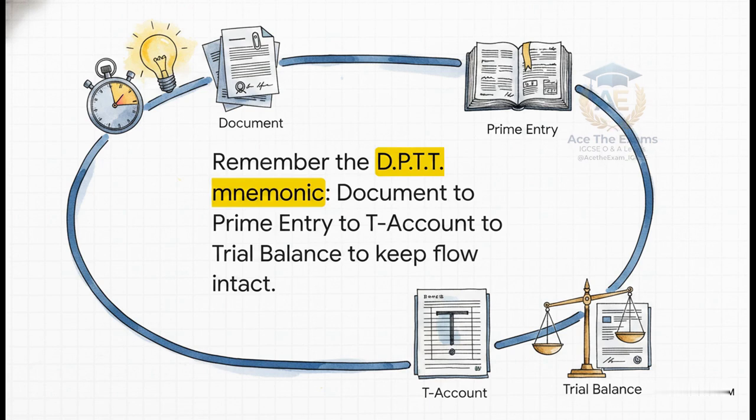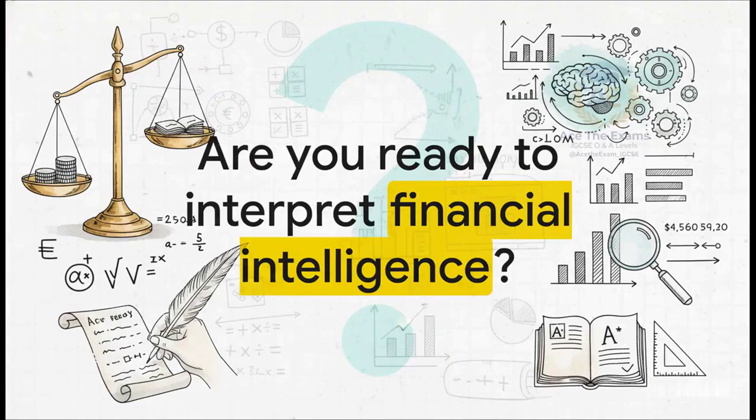As we wrap up this explainer and you finalize your preparations for this rigorous exam, I want you to ask yourself a very serious question. Are you just functioning as a human calculator, blindly memorizing how to balance the books? Or are you ready to step up and demonstrate the high-level, analytical financial intelligence that absolutely demands an A-star grade? Master the terminology, respect that prudence concept, show me your workings, and interpret the true story behind the numbers. Best of luck, candidates. You've got this.